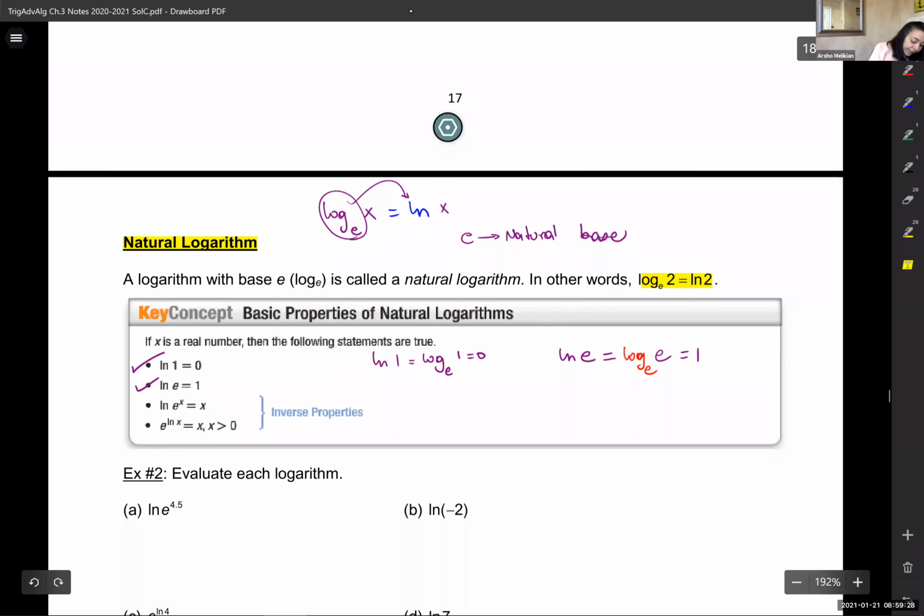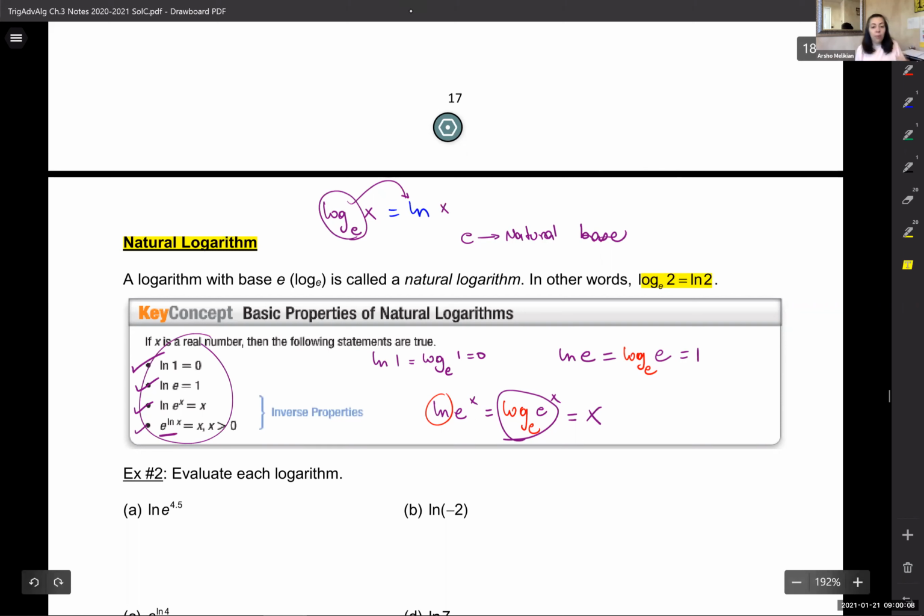Next one, ln of e to the x. Look at what that is. This ln is just log base e of e to the x. You've got the same thing again. Log base e of e to the x just gives you x. And same with e to the ln of x. Basically, just remember that when e and ln are together, they neutralize one another and they just kind of go away.